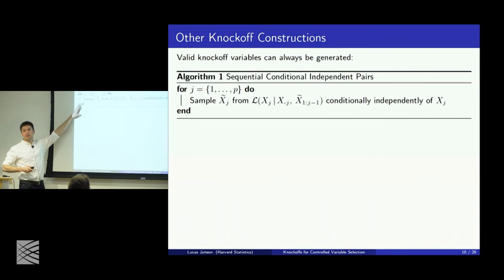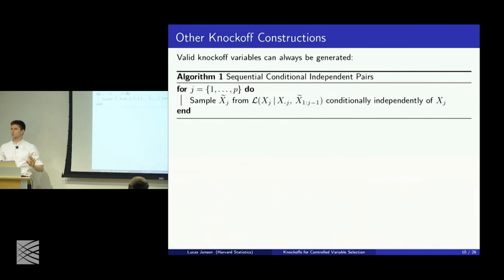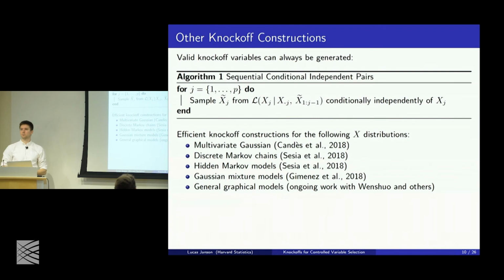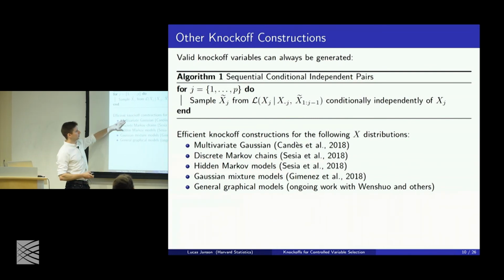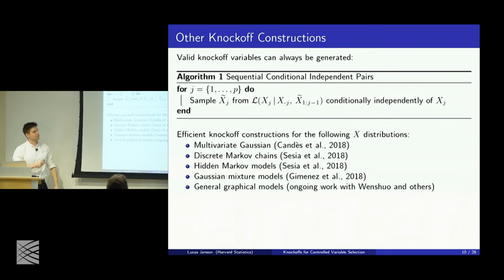Okay, so this just says that at least in principle, we can do this for any distribution x. But computationally, that does not mean we can do it. And so there's been a lot of work recently in figuring out how to do this for various different x distributions. So we've got multivariate Gaussian I just mentioned. This is my paper. Discrete Markov chains was a paper very soon after, and hidden Markov models. This was really important for the GWAS application.